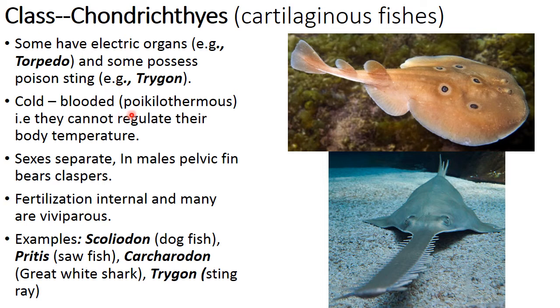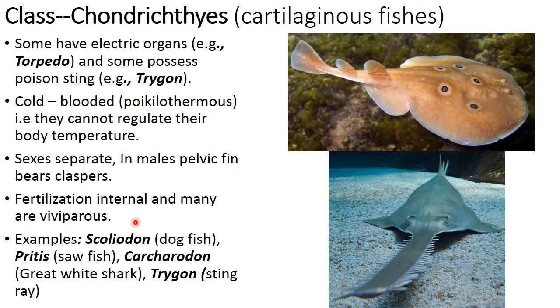Cold-blooded hai, what term do we use for cold-blooded? Poikilothermos. That means they cannot regulate the body temperature. Sexes separate hai. Lekin males mein jo pelvic fin hai, they bear claspers to hold the female during mating. Then fertilization internal hai and many will be viviparous. Matlab ki large yolky eggs are retained within the uterus of the female. Inside the female body hatch hoga and the young ones will come out.